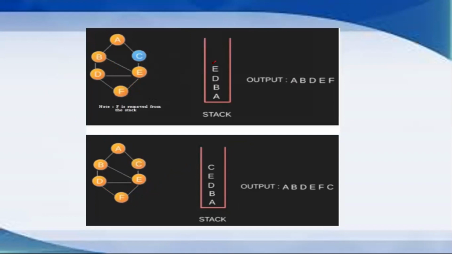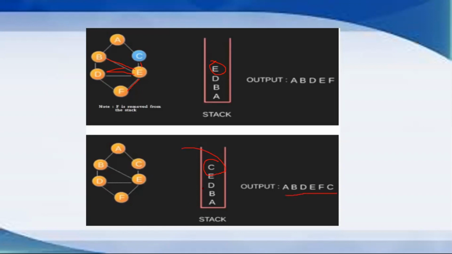Now we'll come to E, right? Now you can see that adjacent nodes of E are B, D, F, and C. As I said, F has been removed from the stack. So B, D, F, I can see that they all are visited, right? Now only C remains. So C will be pushed into the stack. So my output will be A, B, D, E, F, and C.